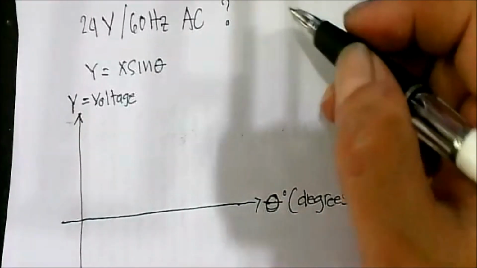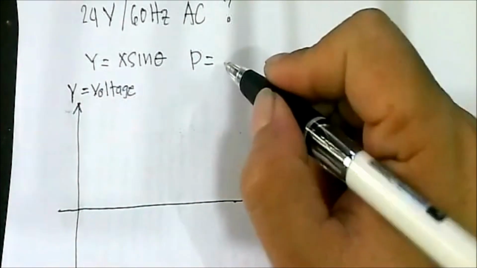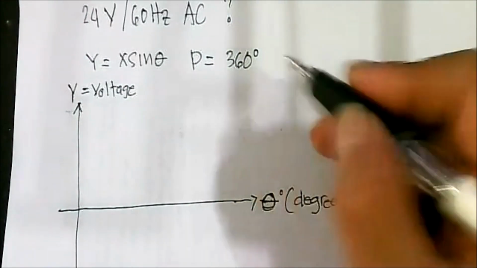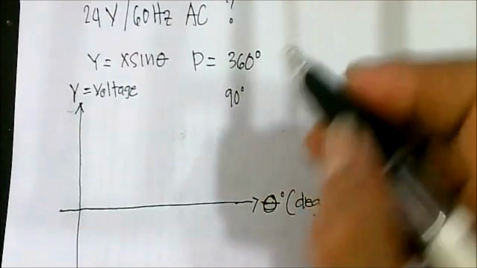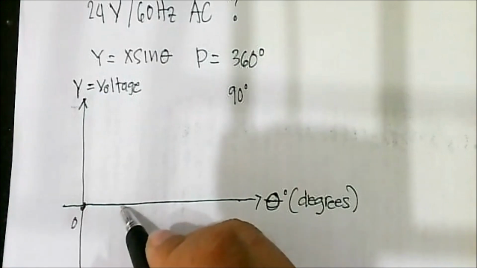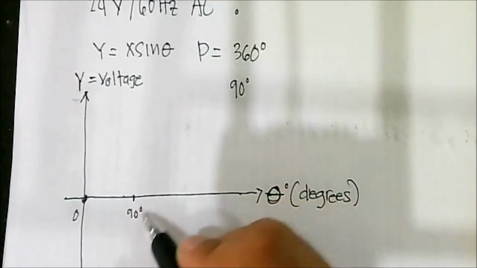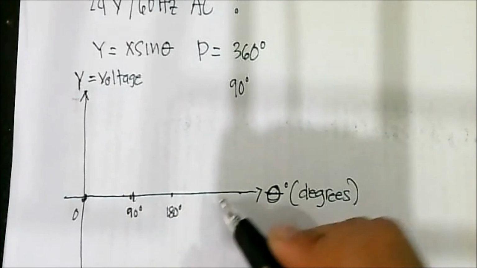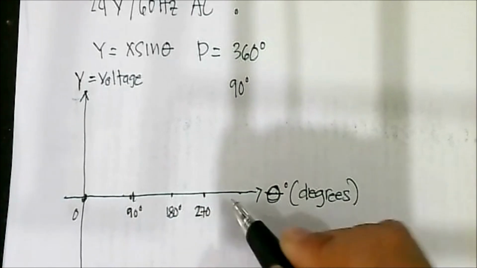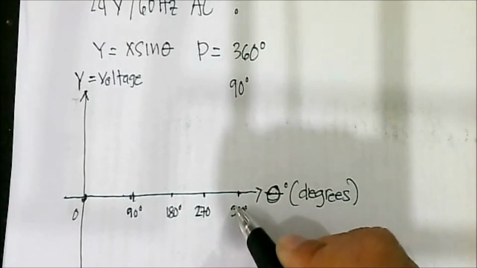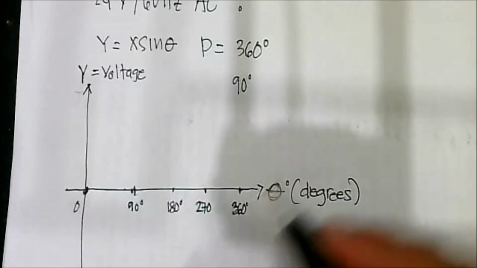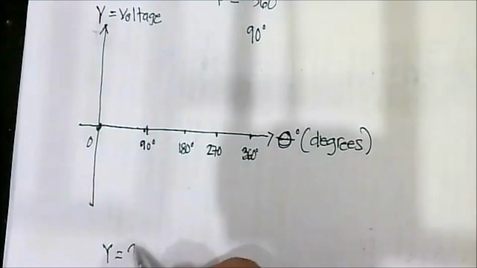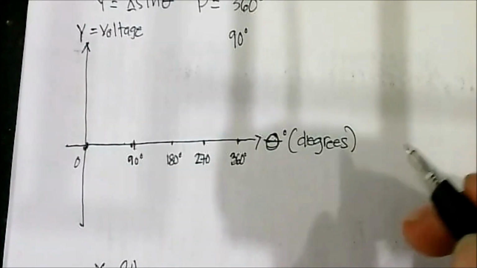So we have here your P, P is equal to 360 degrees divided by 4, and that is 90 degrees. So this is 0 degrees, this is 90 degrees, next is 180 degrees, next is 270 degrees, next is 360 degrees. Then we are going to solve for y, where x is your 24 volts. That is your amplitude.